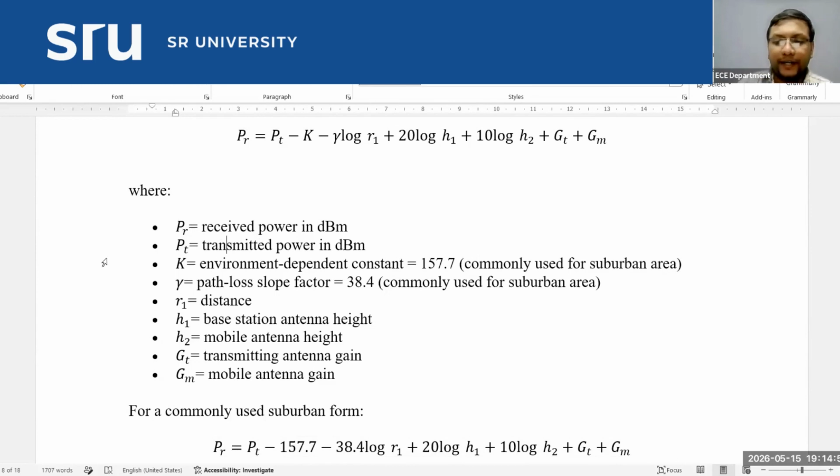One important point is whenever you are given some problem to solve on this, you need to remember this environment dependent constant value and the path loss slope factor.